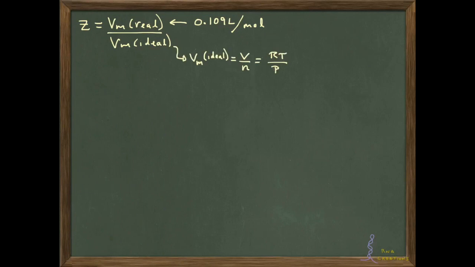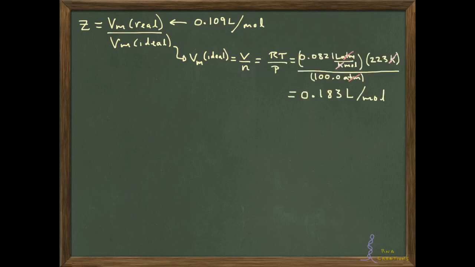Then we can calculate the ideal molar volume, and we can compare the two. The ideal molar volume, V over n, comes from the ideal gas equation, because it's what the molar volume would be if the gas were behaving ideally. We can easily show that V over n is equal to RT over P. We can then plug in the values that were given for RT over P, and we can see that were the gas behaving ideally, its volume would be 0.183 liters per mole.